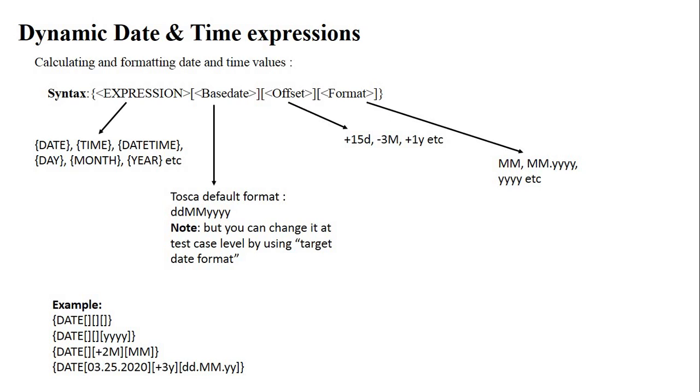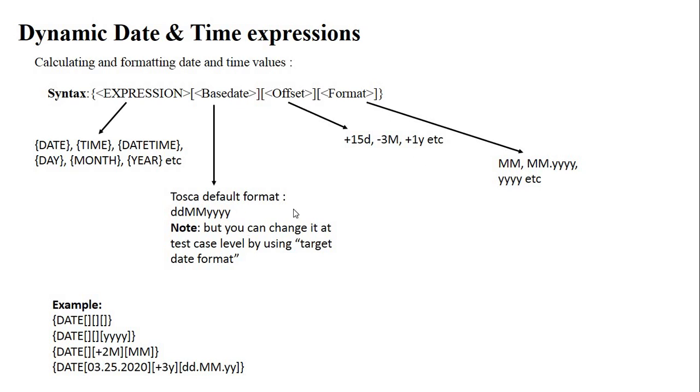If you look at the syntax of it, it first needs an expression. Which thing do you want to provide dynamically, whether it's a date or time, or both at the same time, or a day, month, year, anything. After that, in the second block you have a base date. This is set by Tosca, and it has its default format of dd mm yyyy. Then you can set the offset, like 15 days after, or 3 months before, or a year after. Then you can also set the format, in which I need the output.